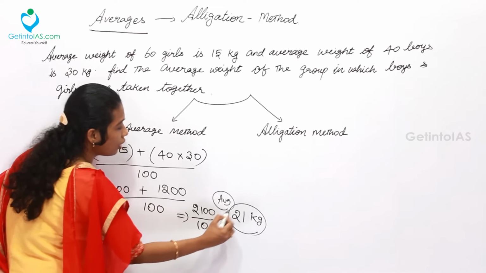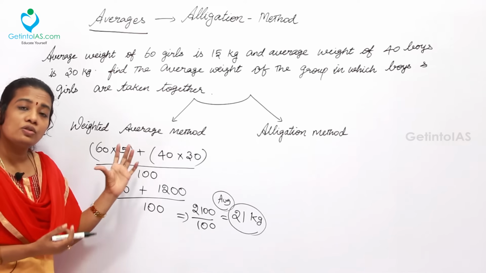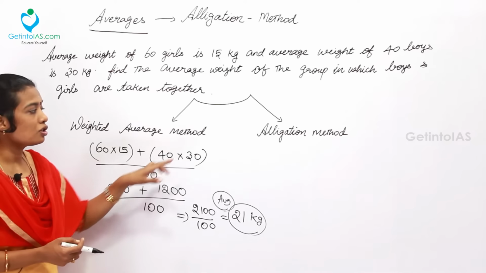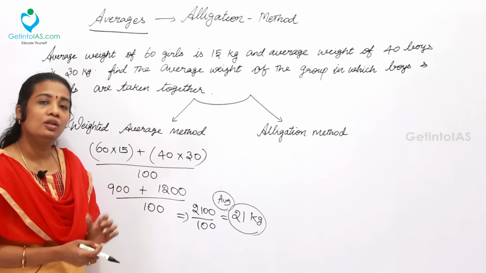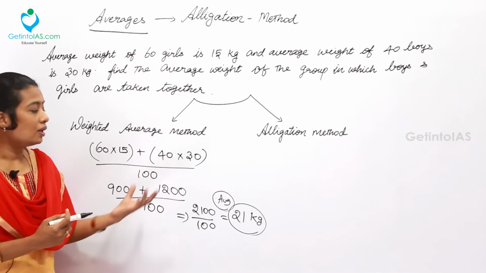Alternately, you can do this also under alligation method when complex numbers are given. So here easy numbers, that is 60 into 15. If 3-digit numbers which are not rounded numbers, in such a case you can directly use the alligation method in order to avoid the time calculation, and also it will be helpful to avoid so many steps to find the final answer. Now let's solve the same sum under the alligation method.